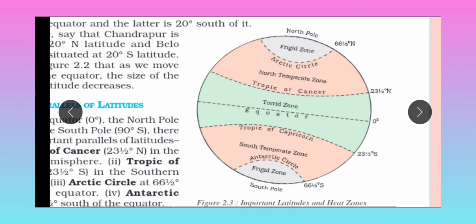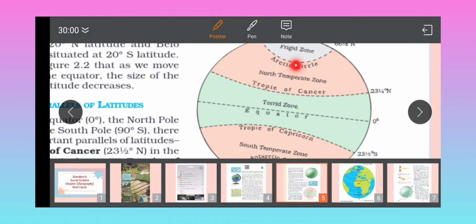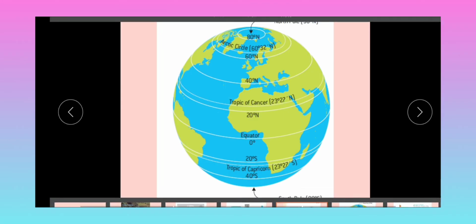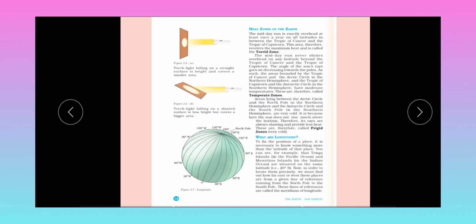The places that lie between these latitudes have specific names. Between the North Pole and the Arctic Circle, the place is called the Frigid Zone. The place lying between the Arctic Circle and the Tropic of Cancer is called the North Temperate Zone. Likewise, the place that lies between the Antarctic Circle and the Tropic of Capricorn is called the South Temperate Zone, okay. So this we will learn further.